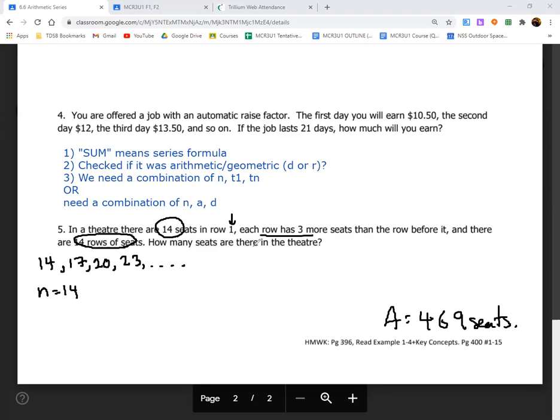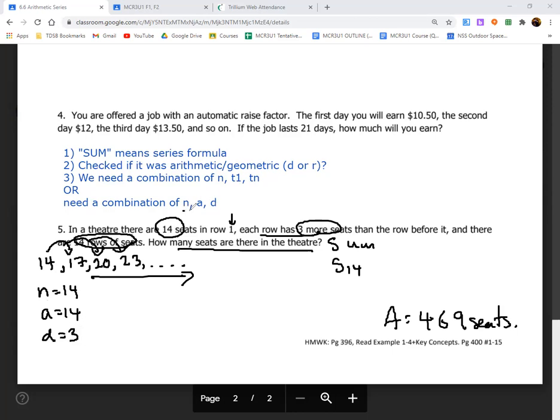How many seats are there in the theater? By that, they're asking for the sum, right? They're asking for the sum of the 14 rows. So again, looking at the wording, pulling out what they actually want you to do. And from there, let's start figuring out the pieces so we can put it together in a formula. That's essentially the goal of all of these pattern questions. The N value being 14 rows, there's going to be 14 different numbers that we're adding. The first number also is a 14. And in this sequence, it says 3 more seats, so we know that the difference is going to be 3. And lo and behold, we have N, A, and D. We already have the combination that we can just plug into the formula.